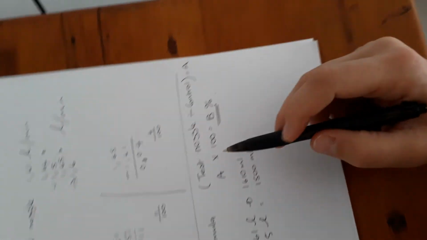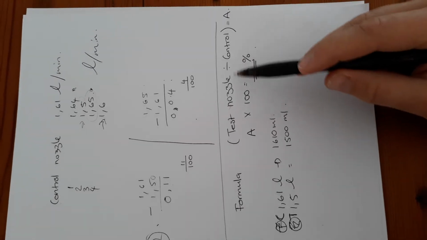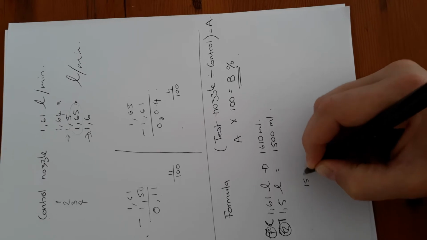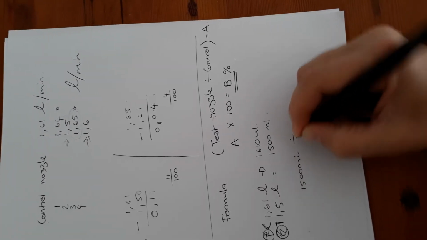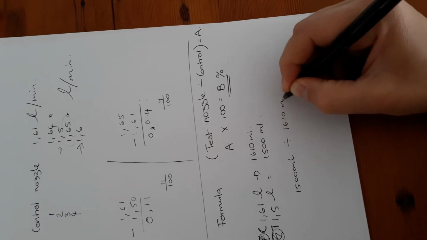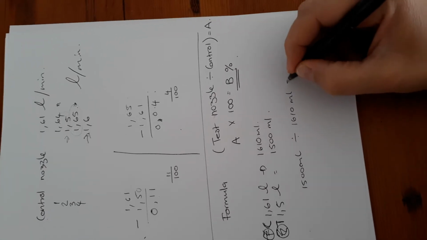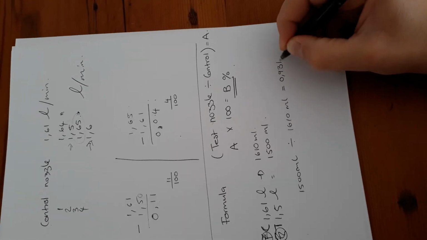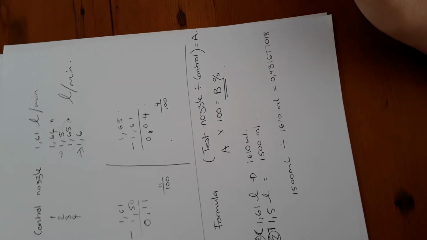All right, so take a look at our formula. Over here, we're going to say test nozzle divided by control nozzle. So we're going to say 1,500 milliliters divided by 1,610 milliliters. This is where that mistake was in your module. And the answer on that is going to be 0,931677018, and it carries on and on and on from there.